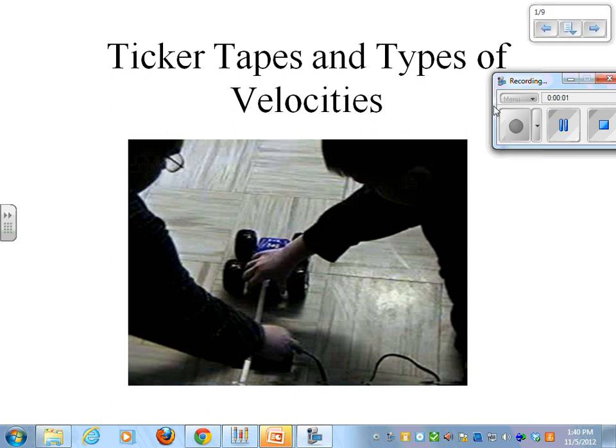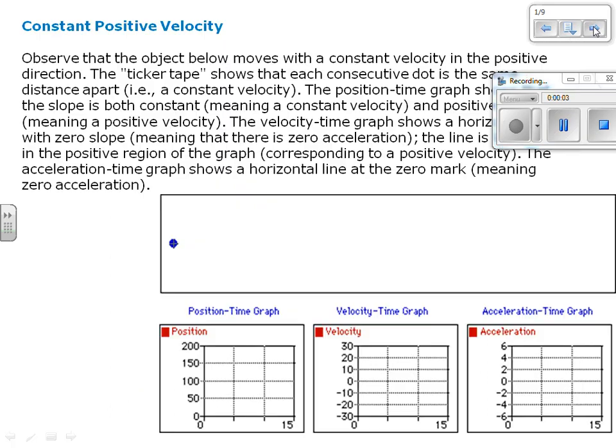Let's begin talking about ticker tapes. So, constant positive velocity. Constant positive velocity means that the object is moving to the right with a constant positive velocity. So you can see that the little dots are evenly spaced.